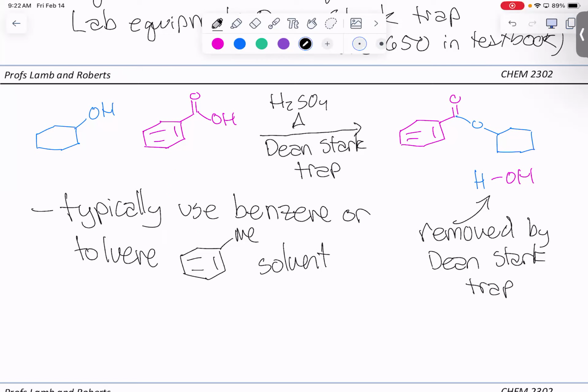The very first reaction that I ran in the research lab when I was a freshman in college used a Dean Stark trap. So I personally have used this dozens of times, and it was my very first reaction. All right, so that is an esterification reaction. We've now learned how to make an ester, which is pretty cool.